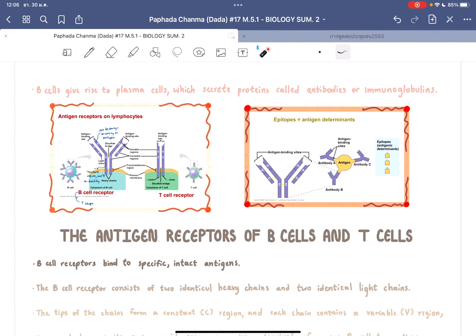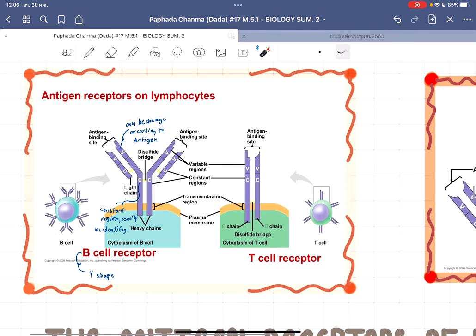So this will be the picture. The antigen binding site can be changed according to the antigens. And for this, the letter C over here is the constant regions. So it can be identifying. B cell receptor will have that Y shape, but the T cell receptor will be a straight shape, I think.